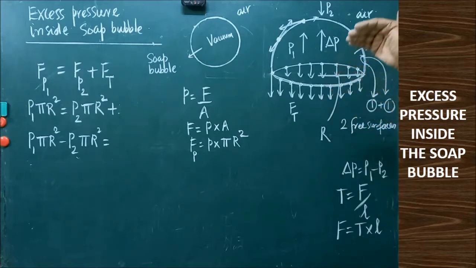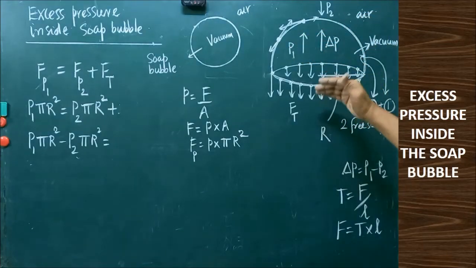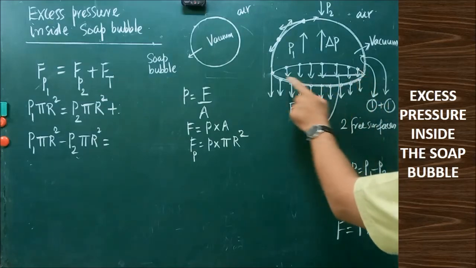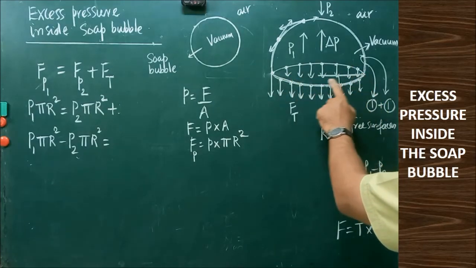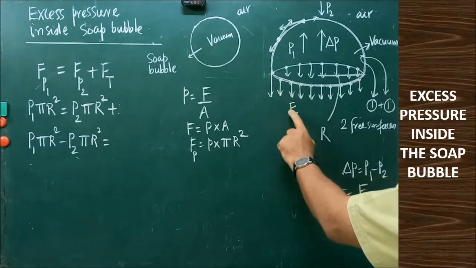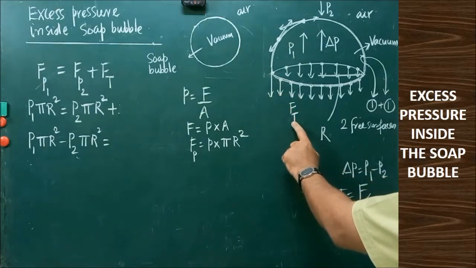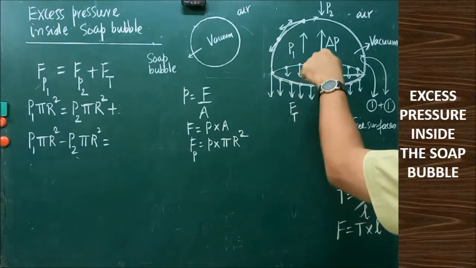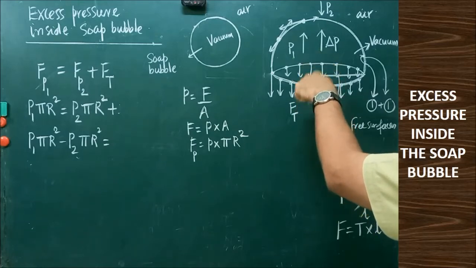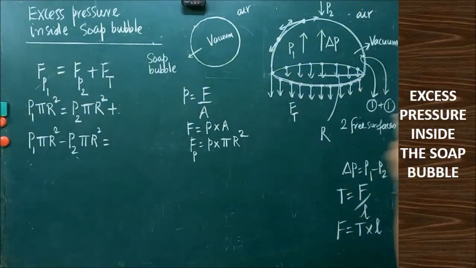Are you clear? If you cut the soap bubble into two, in the middle part, the circumference area, the lower part of the hemisphere, a large number of molecules are there. On each one of them, the forces are acting due to surface tension. They are all acting towards the downward direction. They are all tangential forces. Are you clear? The force due to surface tension is to be calculated.